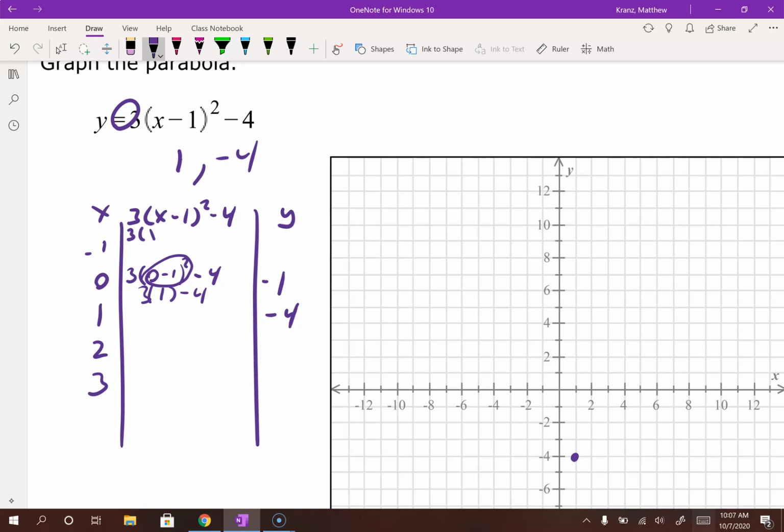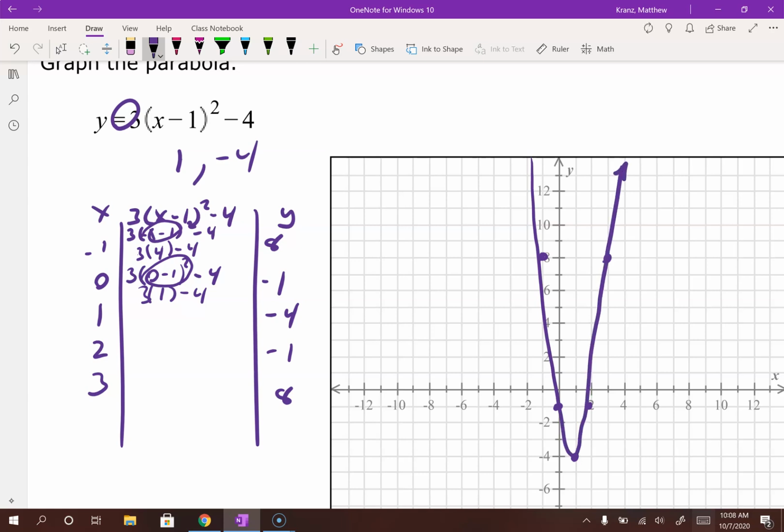Then I have a -1. 3 times (-1 - 1)^2, which is (-2)^2, so this would be 4 times 3, which is 12, minus 4 equals 8. So we have a (0, -1). I have a (-1, 8). So that's what that'll look like. When we do the other side, we'll get the same answers. And this is what my parabola is going to look like.